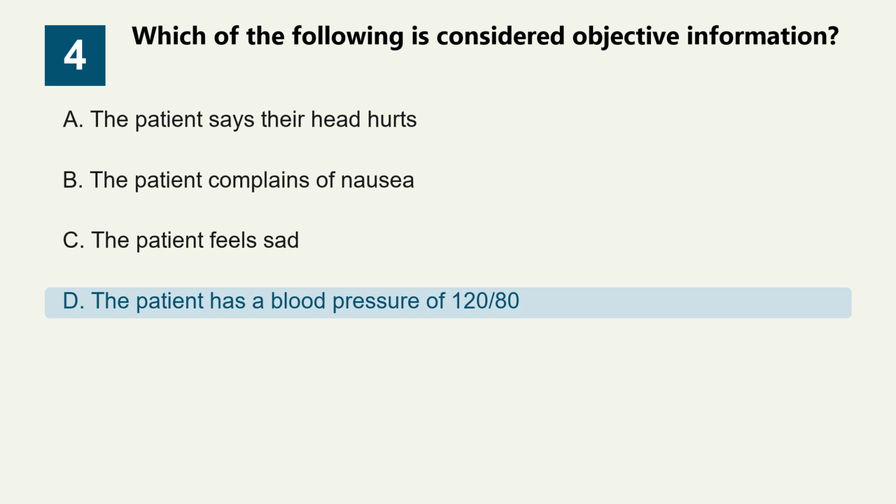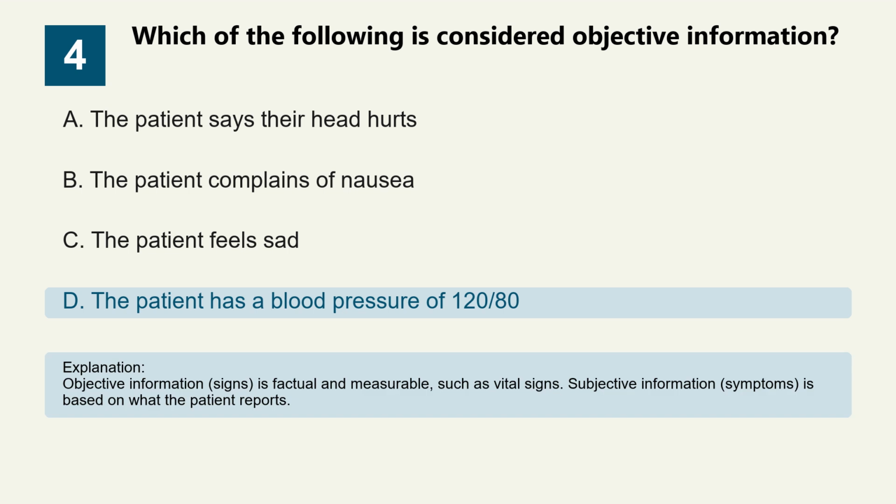The correct answer is option D. The patient has a blood pressure of 120/80. Objective information, signs, is factual and measurable, such as vital signs. Subjective information, symptoms, is based on what the patient reports.